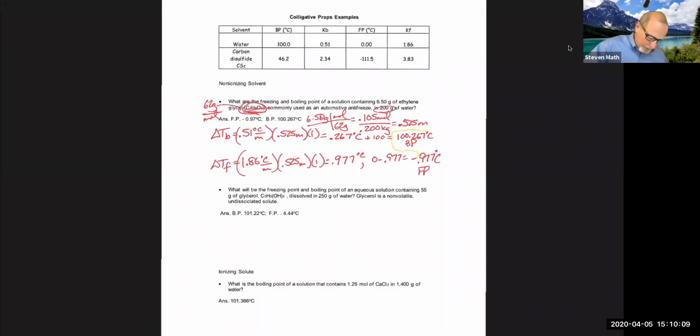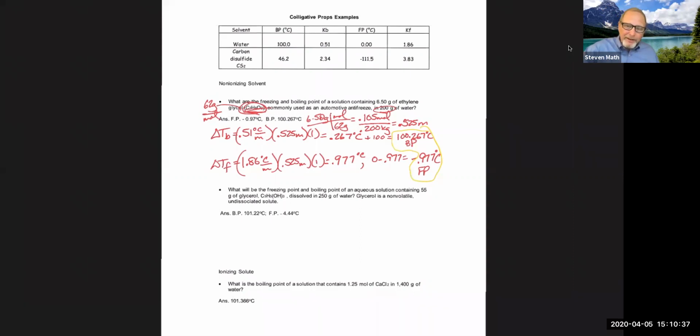So basically, what did we do here? Whoops, I missed my negative sign, but that's all right. Basically, we found the molality, then plugged it into the equation with K and i and found the change. We added that to the boiling point. We subtracted that from the freezing point. That's how we got both of those. That was a two-part problem, all stuffed into one. That was a little bit rough.